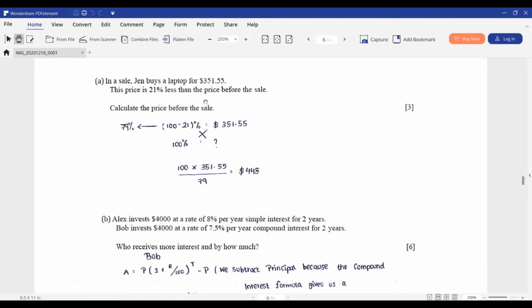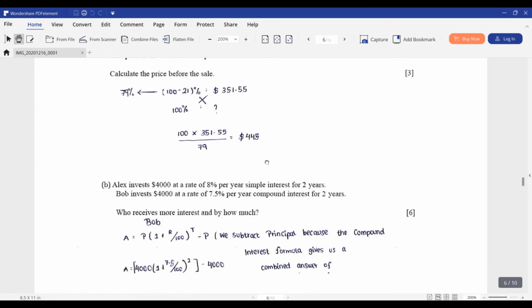So 100 times 351.55 over 79. That's basically 35,155 divided by 79, and that's equal to $445. This is the price before the sale.